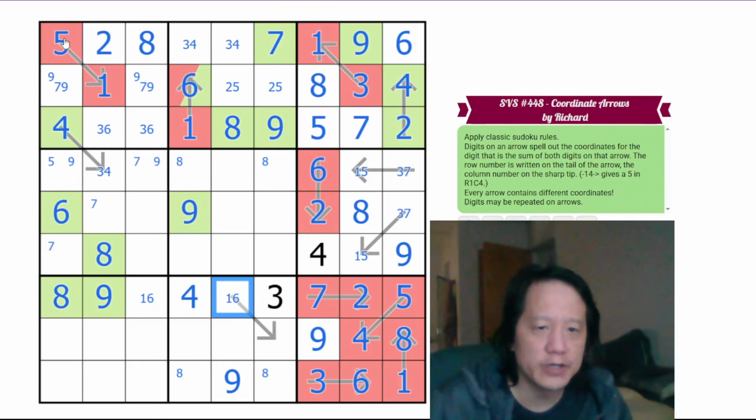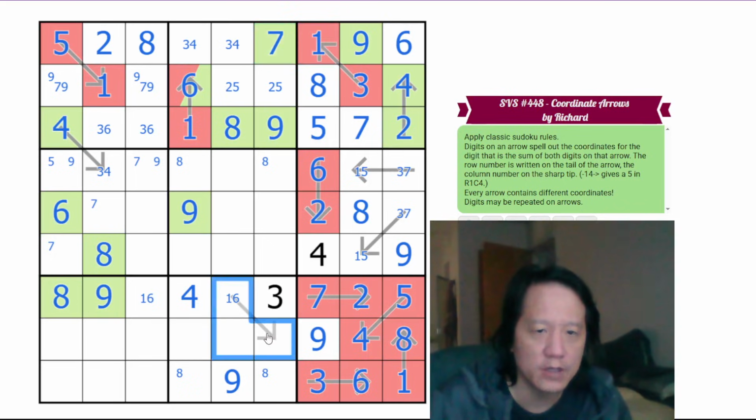So row 1, this can't be column 1. Row 1, column 2 is not a 3. Row 1, column 3 is not a 4. Row 1, column 4 is not a 5. Row 1, column 6 is not a 6. We already have 1 and 6 pointing to 7. So that can't be there.